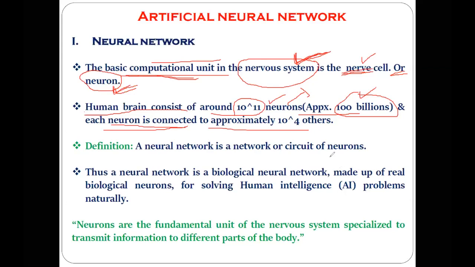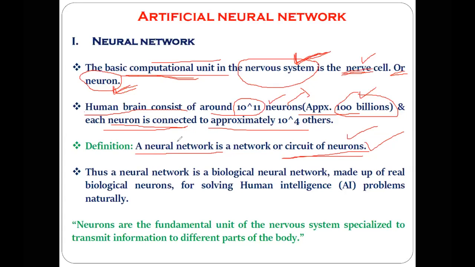In a similar way, when different neurons in our brain get connected to each other, a particular network is formed, and that network is called the neural network, which is nothing but the circuit or connection of different kinds of neurons. That is called the biological neural network. So the biological neural network is the connection of millions of billions of neurons to each other for performing computation activity. Understood?